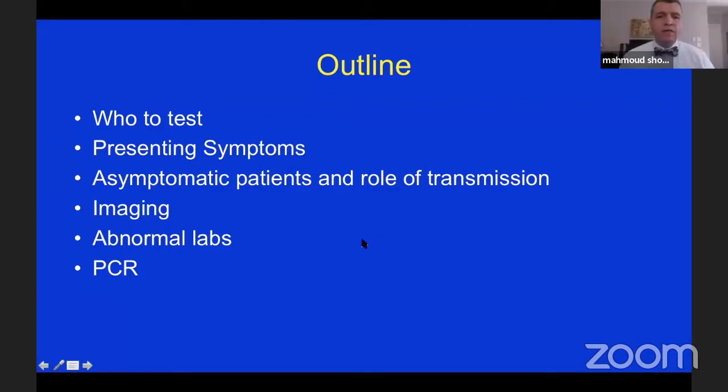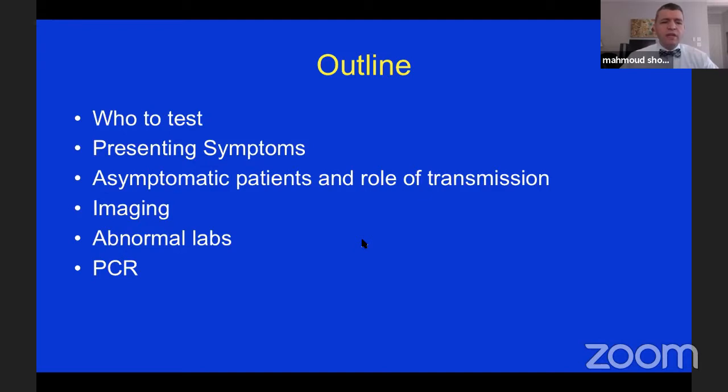So the outline of the talk, I'll talk about who should we test, especially if we have limited testing capabilities. I'll talk about some of the presenting symptoms, and some of that was covered already. We'll talk about the role of transmission of the asymptomatic patient, and it seems that was one of the real challenges in controlling community spread in a lot of areas.